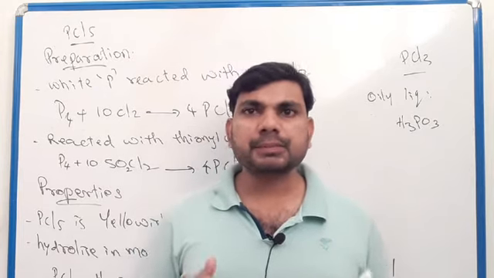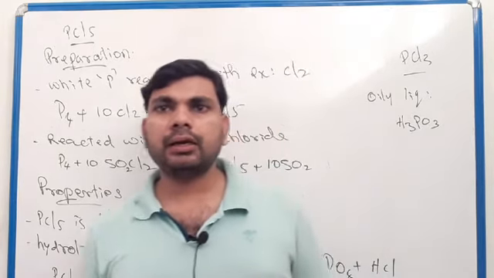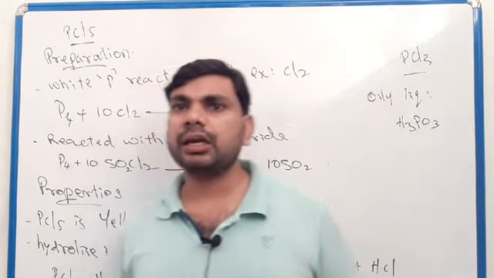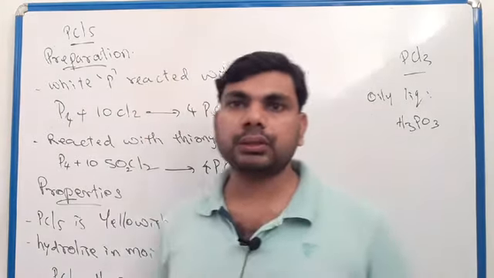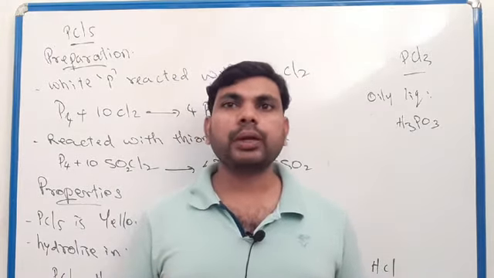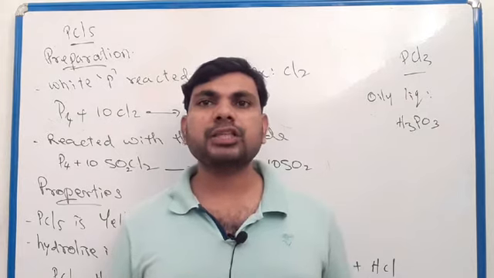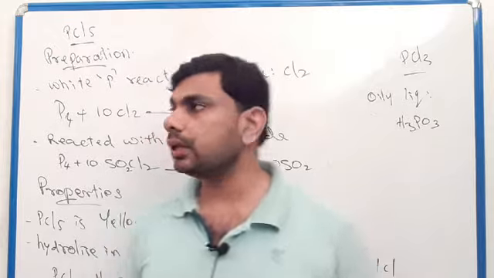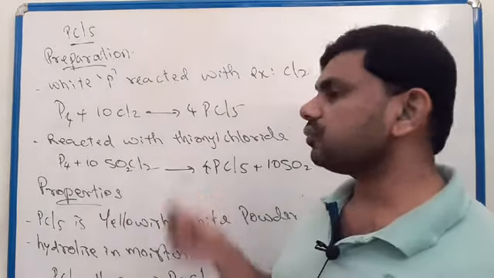Preparation of phosphorus pentachloride. Here we discussed preparation of PCl3. Similarly here, white phosphorus reacts with excess chlorine, it forms phosphorus pentachloride. White phosphorus reacts with excess chlorine, it produces PCl5.